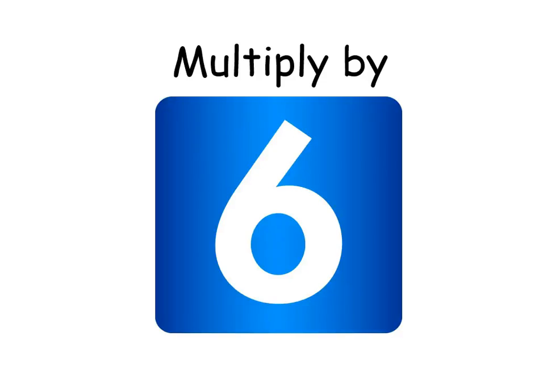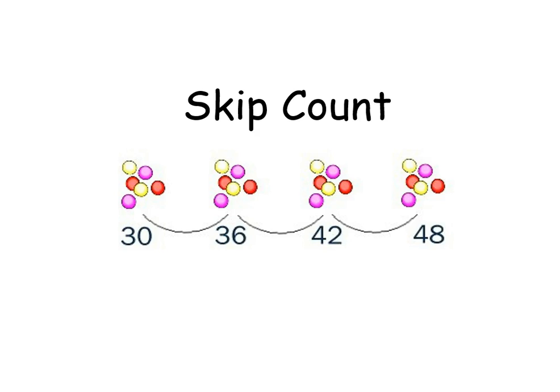In this tutorial, we'll be talking about different strategies you can use to help you learn how to multiply by 6. The first strategy is to skip count by 6. When we skip count by 6, we can think of it as just adding another set of 6 each time.